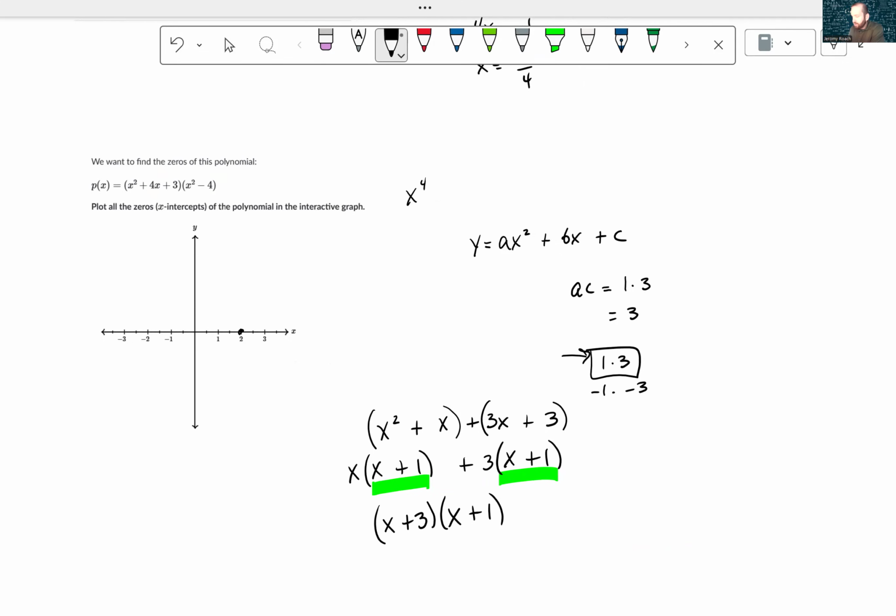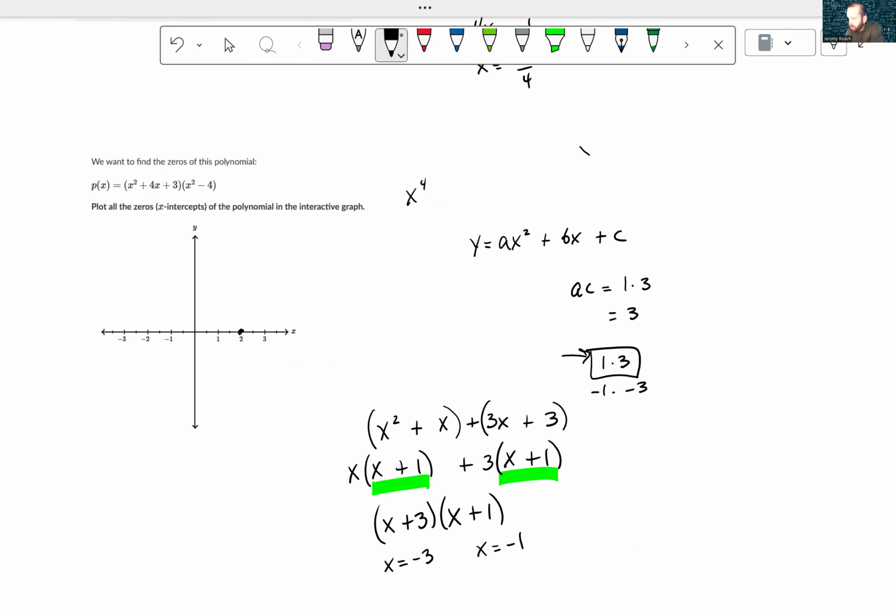So we have x equals -3. We set that equal to 0. x plus 3 equals 0. That's just -3 on both sides. We get x is -3. And then x plus 1 equals 0. -1 on both sides. We get x equals -1.